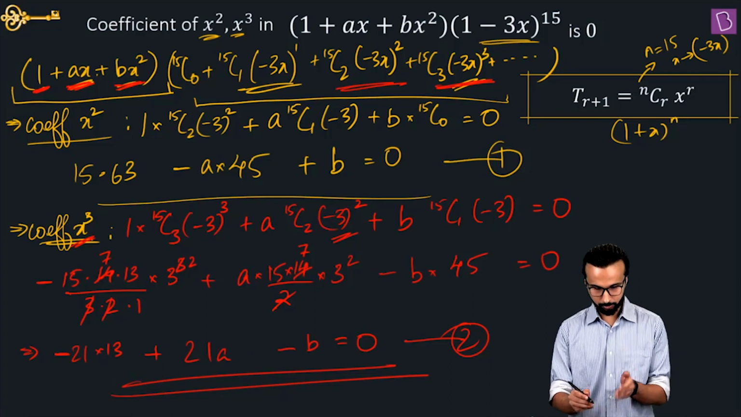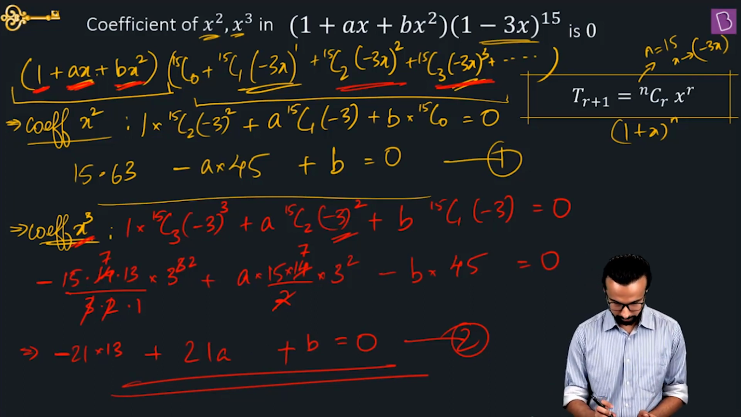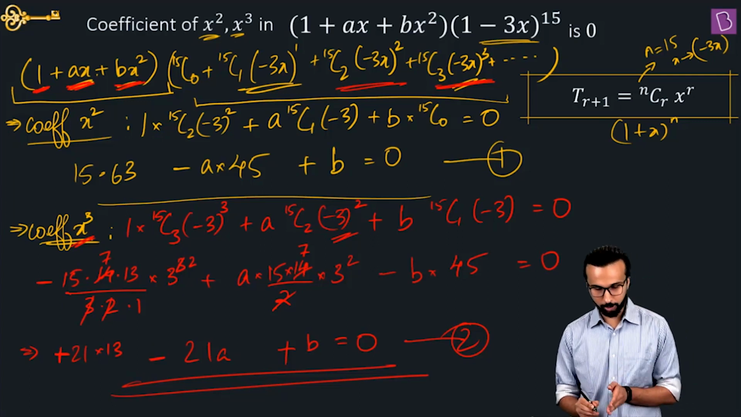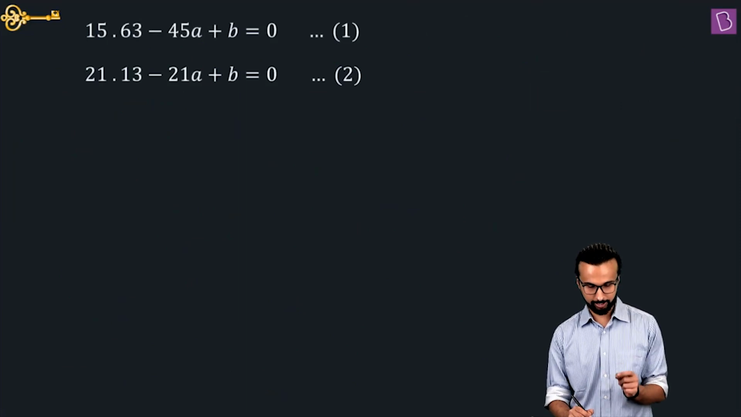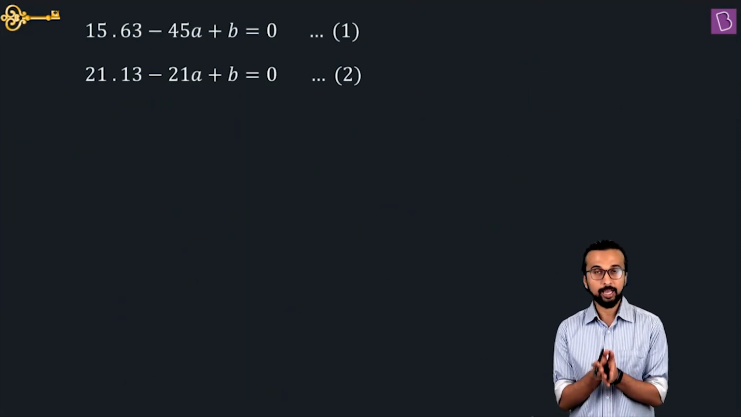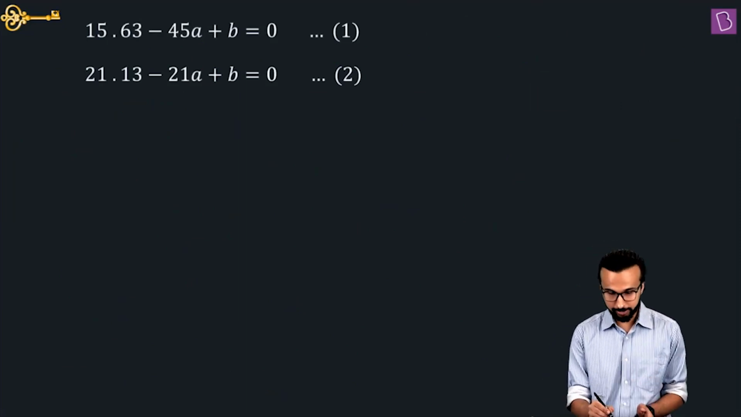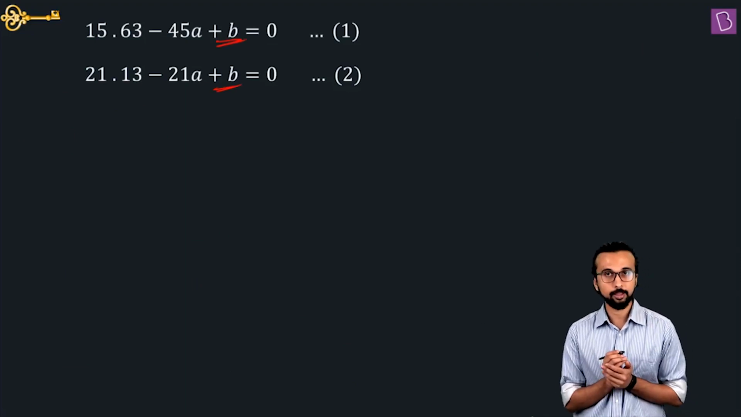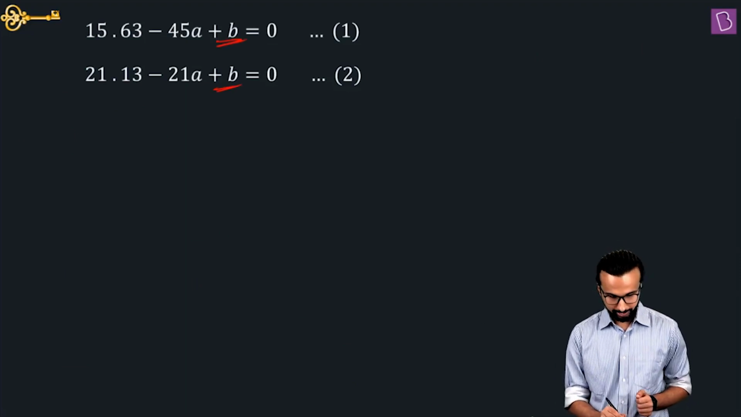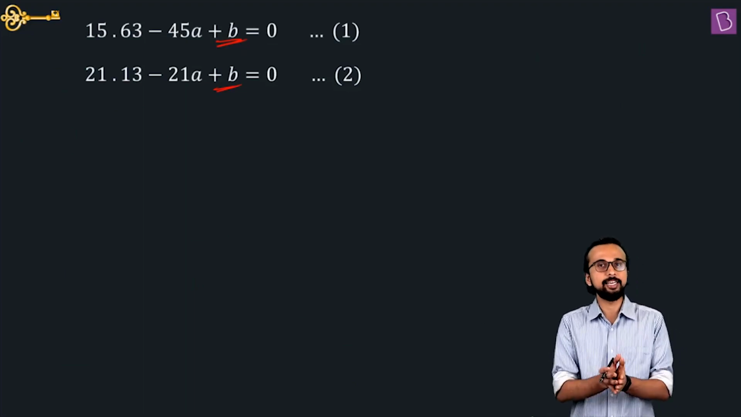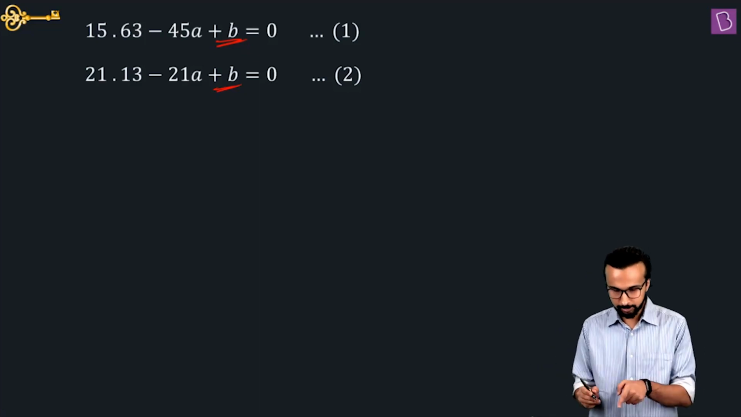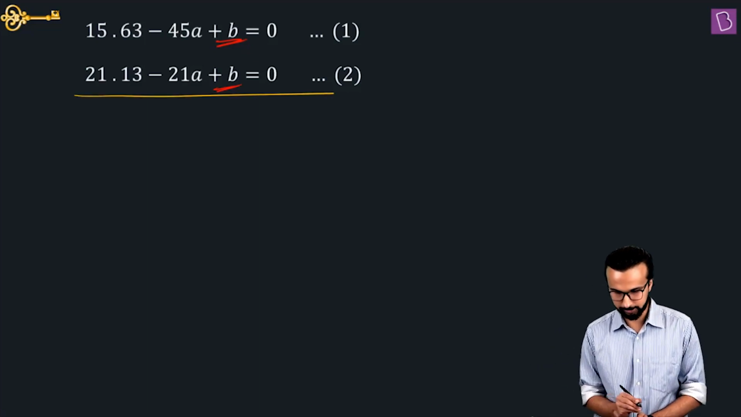Alright, so these are the two equations I get. I'll just multiply this equation by minus 1. What will happen? The coefficient of b remains the same. Here I notice that the coefficient of b is the same. So what will I do here? I'll simply subtract both these equations, remove b, and I am left with a linear equation in a. I'll just simply solve for a. So when I subtract both, what happens here?